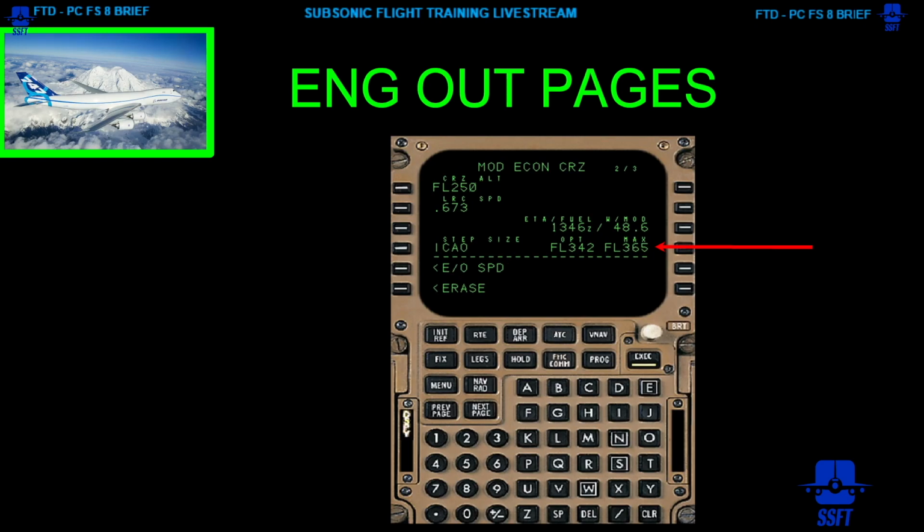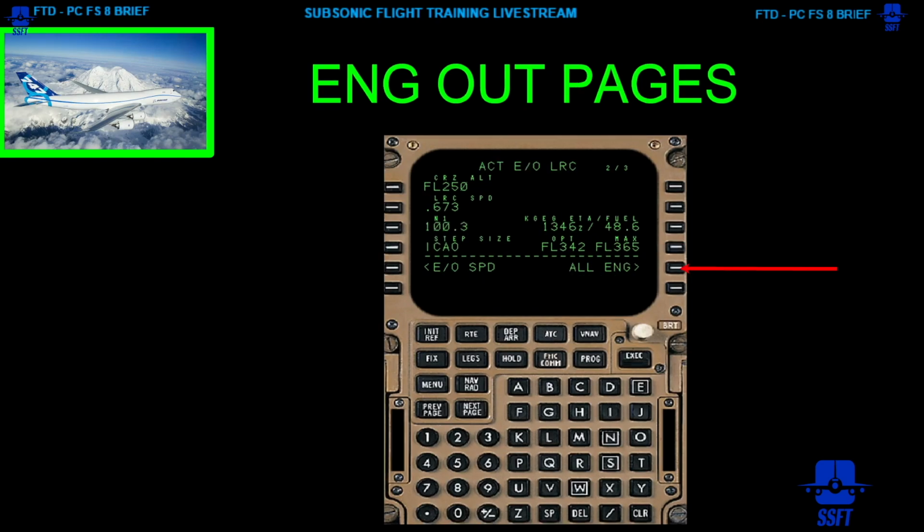So most of the time it's going to be this page that you want, but in the event that you are in a situation where you've got higher terrain and you need to stay up as long as you can with that one engine out, then that engine out speed would be the one to select. You can see once we execute that, it says active engine out long range cruise is the page. If you're in VNAV it's going to go to that speed, 0.673.